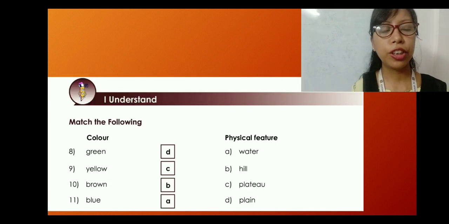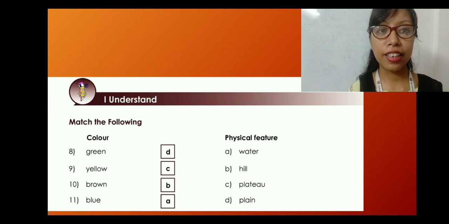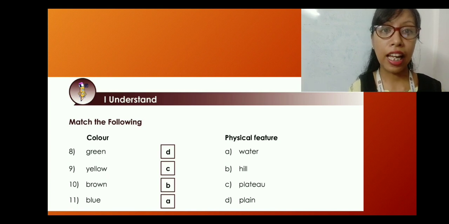Now let's move to the match the following. This also I have given you homework. Please check the answers. Number 8 is green. So you have to match the color with the physical feature. Number 8 is green. So green actually tells us about plain. Number 9 is yellow. Yellow tells us about plateau. Brown, hill, and blue, of course, water.